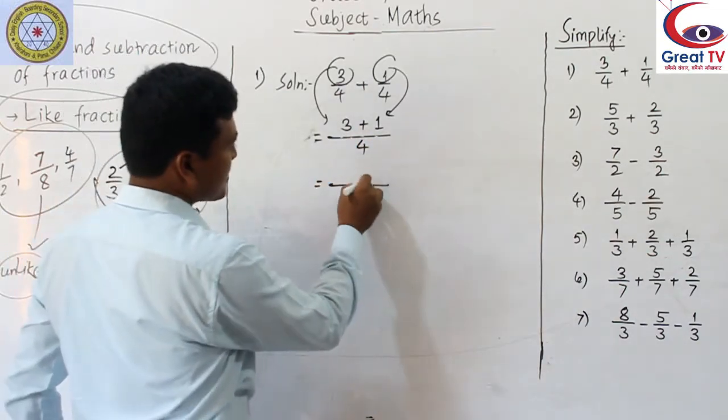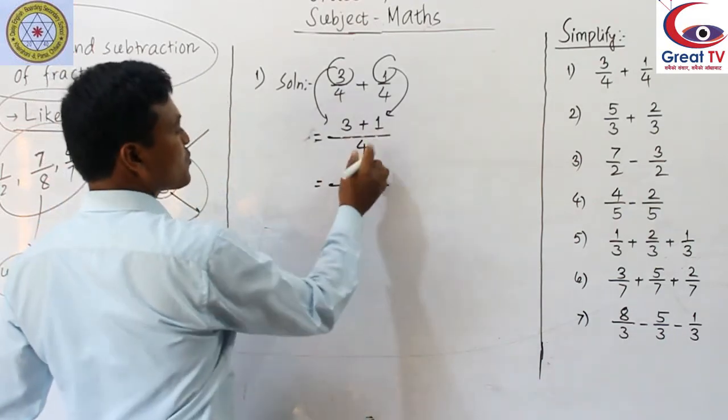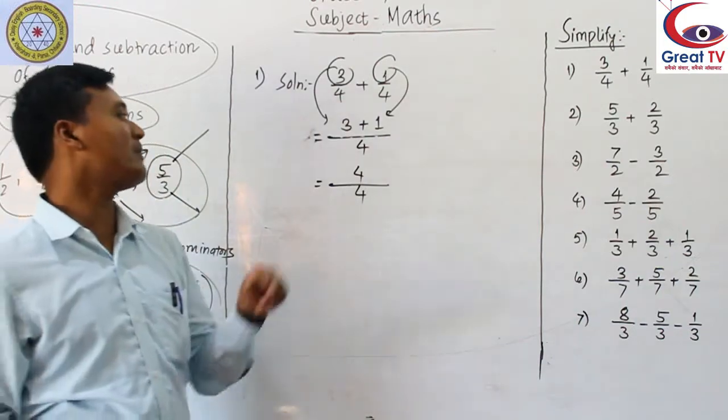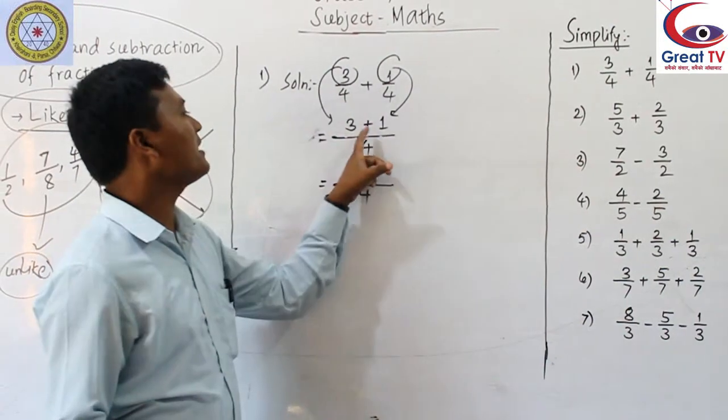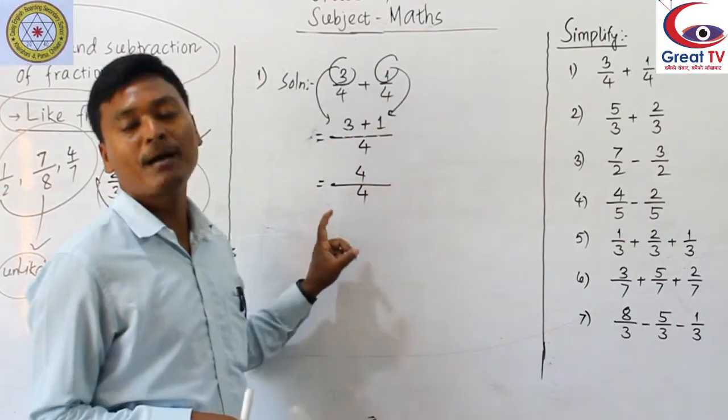Then after this, with the single denominator 4, it cannot be simplified. Copy the same, 3 plus 1, 4. After adding, 4 by 4. If we have 3 minus 1, it would be 2 by 4. But in addition, 3 plus 1, 4 by 4.